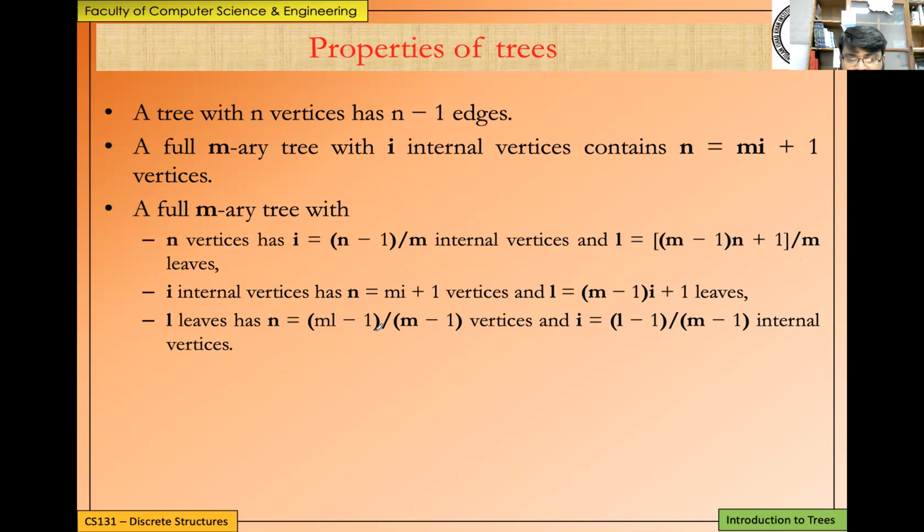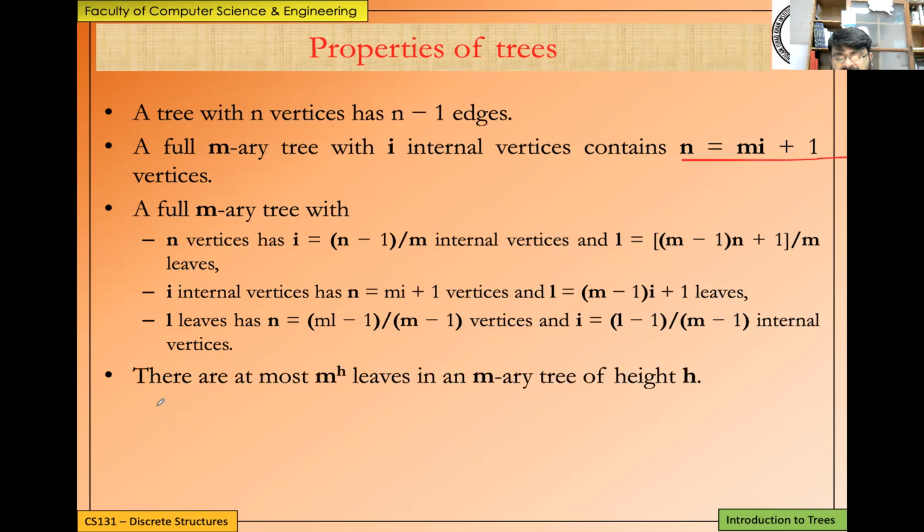A full m-ary tree with l leaves has n = (m·l - 1)/(m-1) vertices, and i = (l-1)/(m-1) internal vertices. So these are just some of the equations that we get. If you can identify that n = m·i + 1, then this is the automatic result of getting n, i, and l from this particular equation, right?